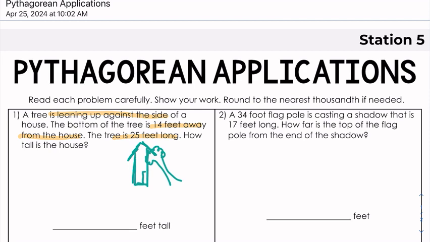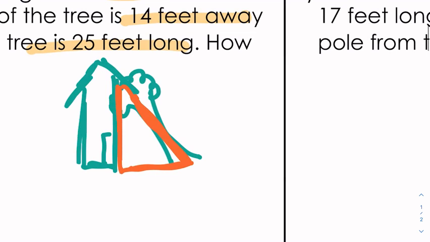Now notice, I'm going to change my color here. This kind of looks like a triangle. That tree leaning up against the house is creating our right triangle that we're going to use to answer this question. Okay, so I've drawn my picture, I've got my triangle. Now we get to label what we know. The bottom of the tree is 14 feet away from the house, so that's this distance right here, 14.